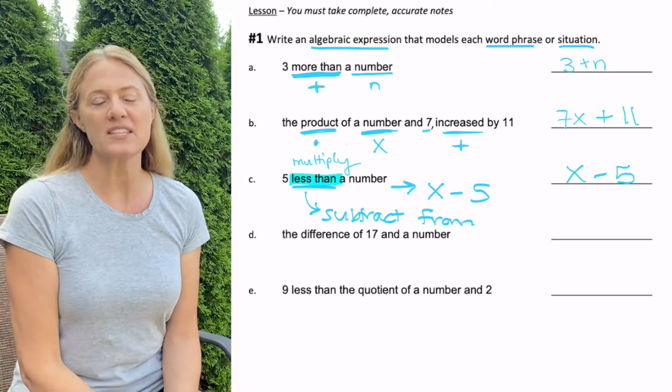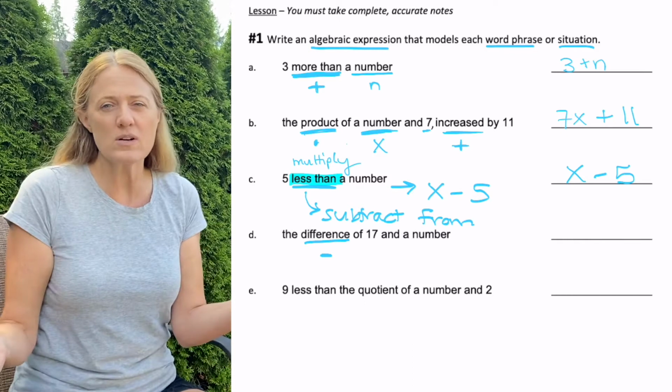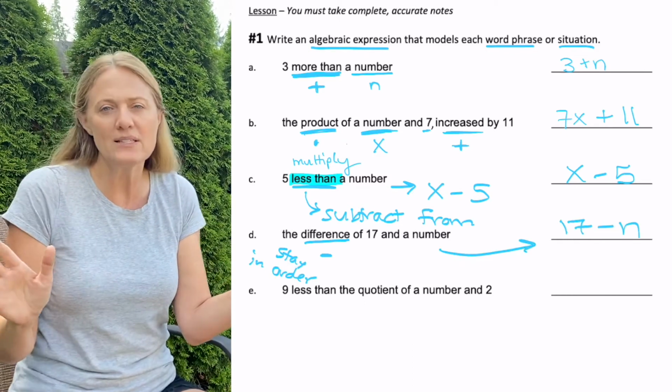Next one, the difference of 17 and a number. This one we're happy about. Difference means subtraction, and we just go the order it says. So 17 minus n, no big deal.